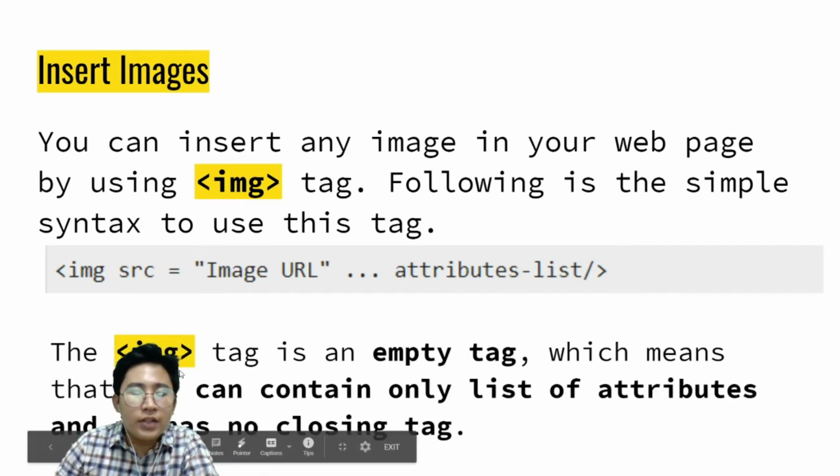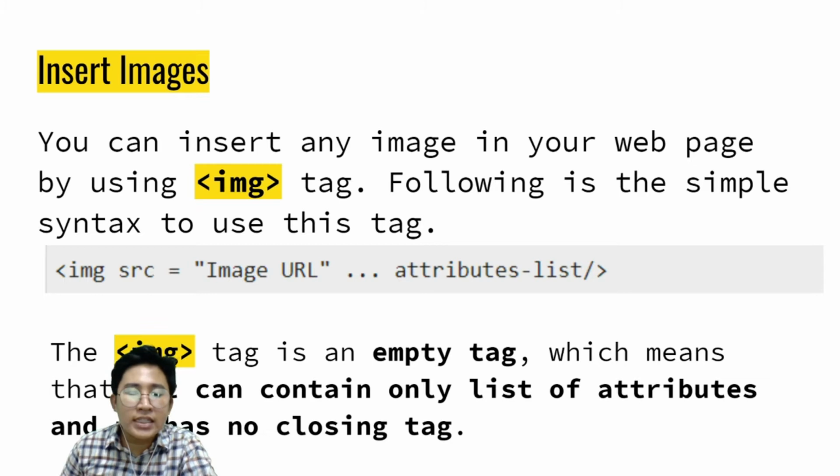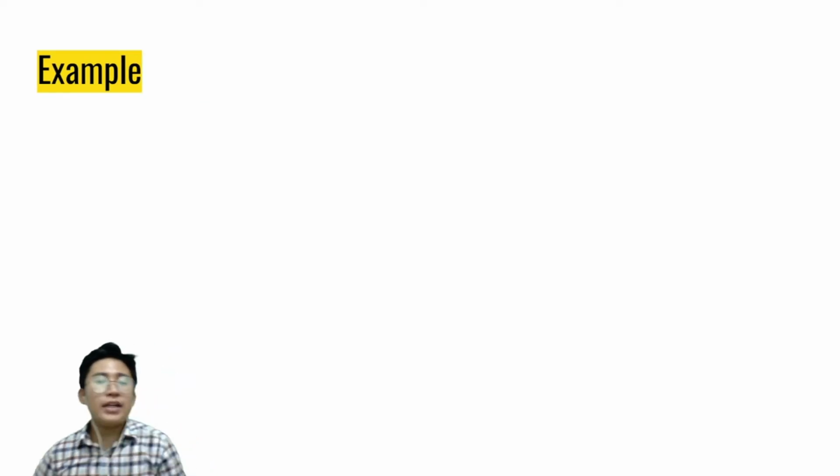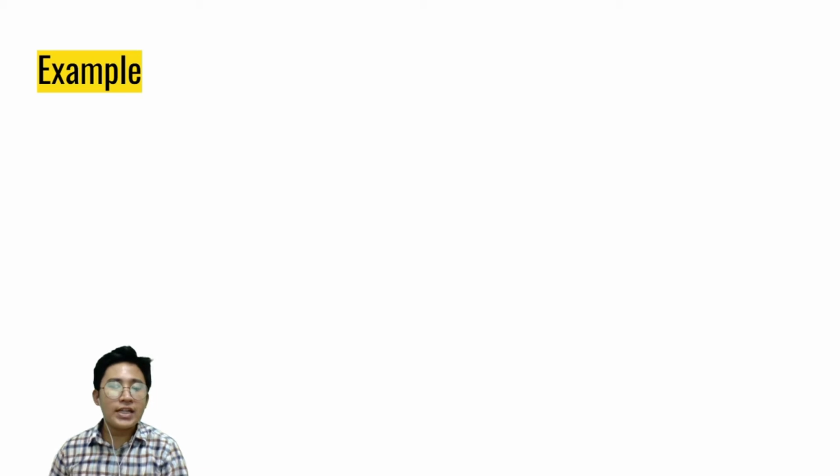The image tag is an empty tag. Empty tag means it has no closing tag. It's just an opening tag, which means that it can contain only a list of attributes and it has no closing tag. Inside the opening tag of the image tag you can add many attributes. Later on I will show you different attributes that you can use on the image tag. Let's discuss our first example.